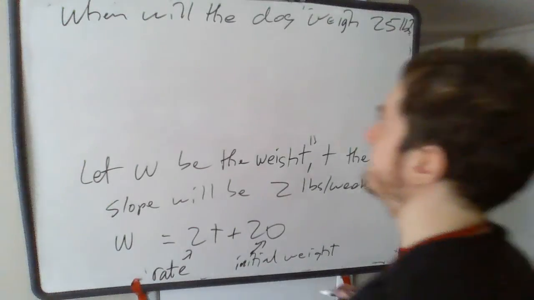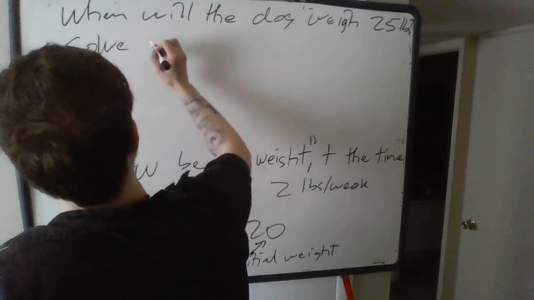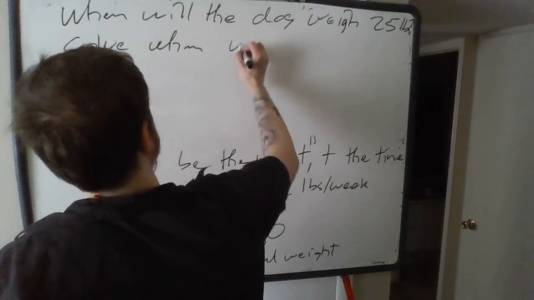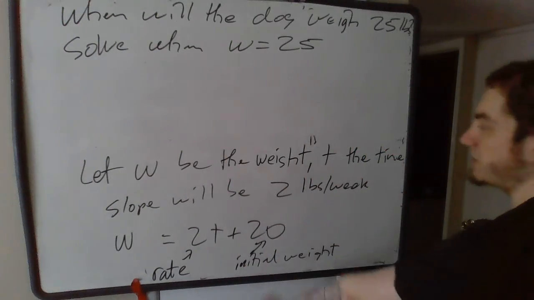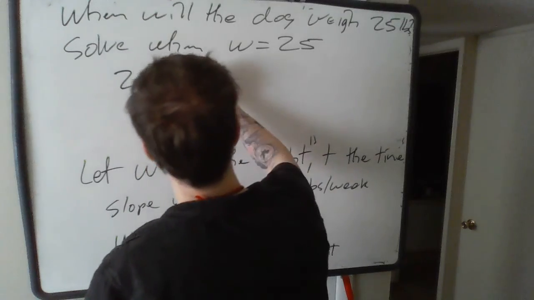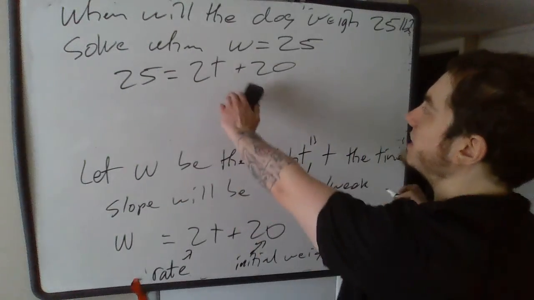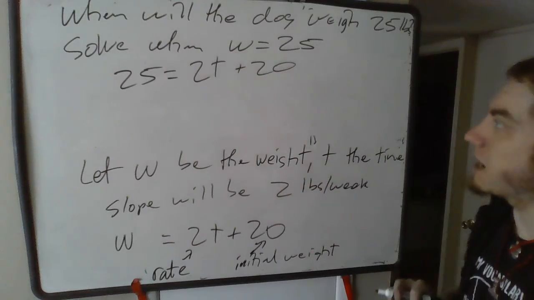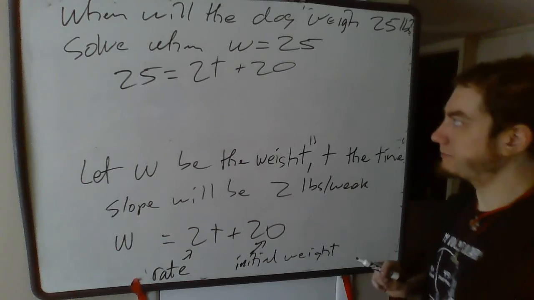Well, the answer is that this amounts to solving when the weight is equal to 25. So in other words, I take this equation and I plug in 25 for W. That should be equal to 2t plus 20. And I solve this for T. That's the number of weeks that I'm going to have to wait before the dog weighs 25 pounds.